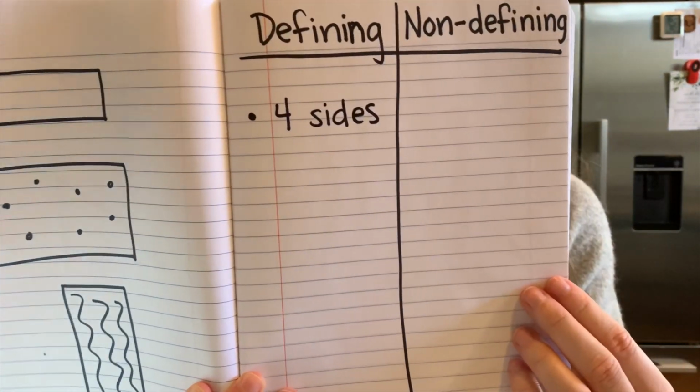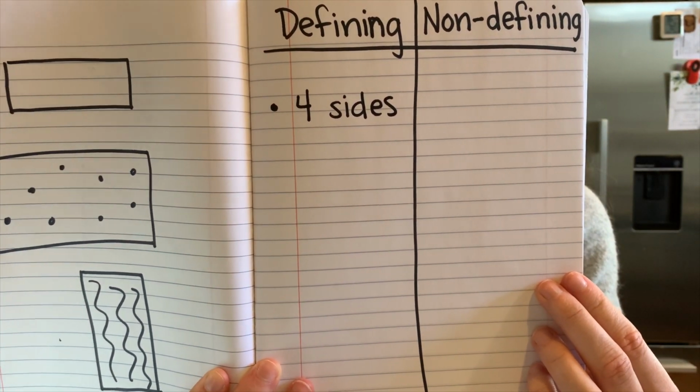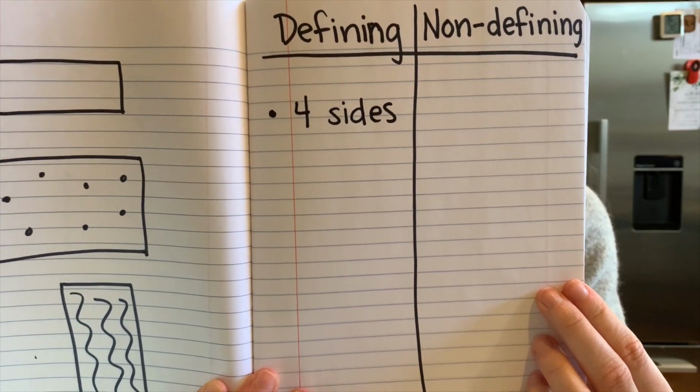Well, they have 4 sides, right? So I'm going to put a little dot there to show that I'm going to separate this from other lines, from other words on the page. So they have 4 sides.